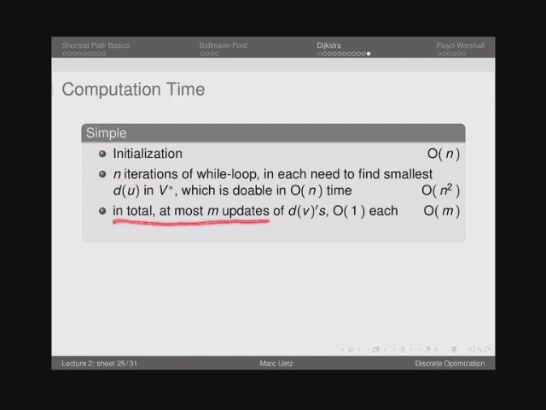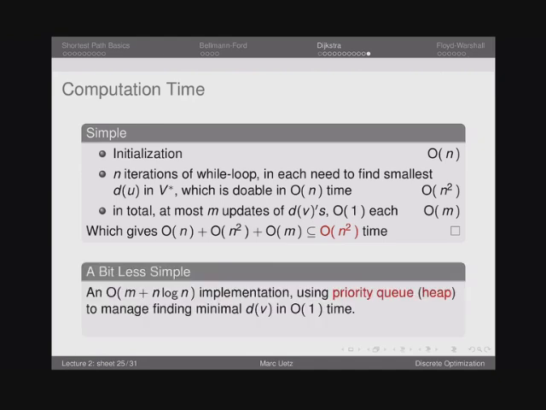And how many updates are we actually doing? Well, in total, we are processing all the edges of the graph. Each of the edges is processed exactly once. So we are calling the relax function exactly m times, where m is the number of edges of the graph. So that's a computation time of order m. And now we just have to add up all of this. So that's order n plus order n squared plus order m. And everything is upper bounded by n squared, because the number of edges, as usual, cannot be more than order n squared.